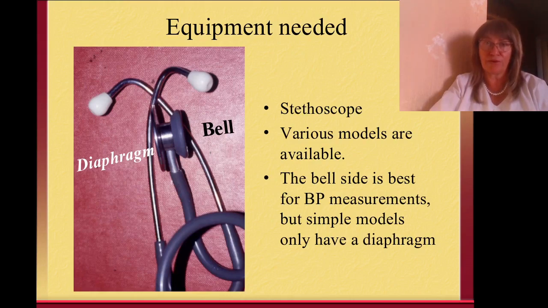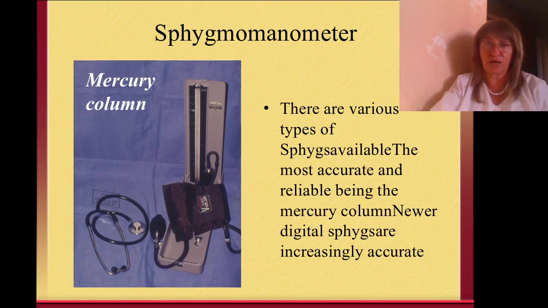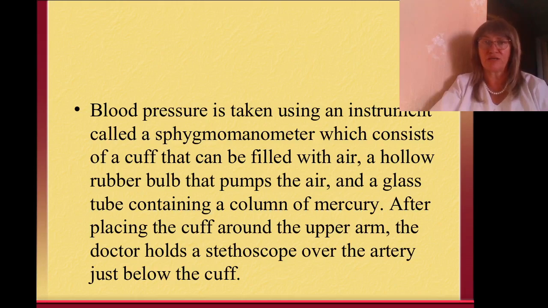We use a stethoscope for measurement of arterial pressure. Equipment needed: various models are available. The bell side is best for blood pressure measurement, but simple models only have a diaphragm. There are various types of sphygmomanometer available, the most accurate and reliable being the mercury column, though digital ones are increasingly accurate. Blood pressure is taken using an instrument called a sphygmomanometer, which consists of a cuff that can be filled with air, a hollow rubber bulb that pumps the air, and a glass tube containing a column of mercury.